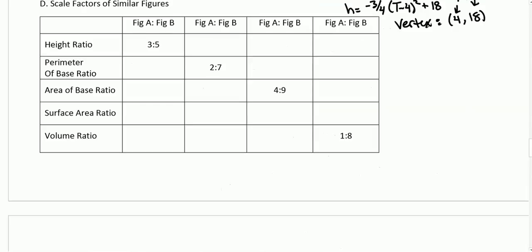This is part D on the scale factors of similar figures. And this is taken from section 4 of, or worksheet 4 of Unit 9. So first, height and perimeter are one-dimensional. It's important to realize that. Area, whether area of the base ratio or surface area, all area is two-dimensional. And volume is three-dimensional.